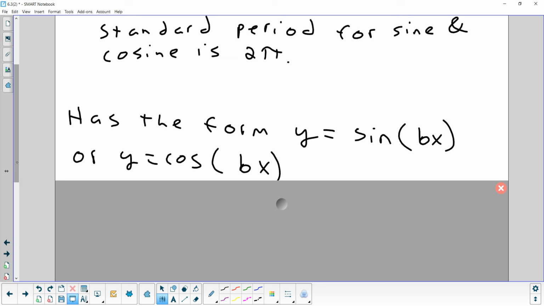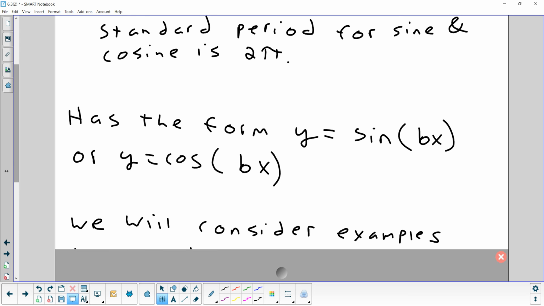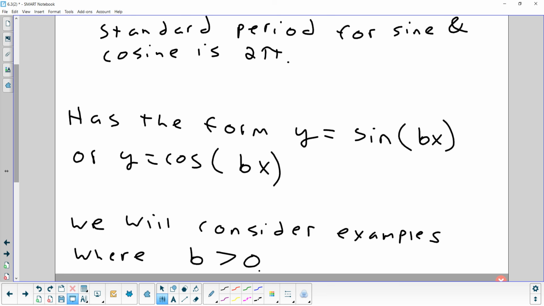So period changes have the form of sine bx or cosine bx. If b is greater than 1, it will cause a compression. If b is between 0 and 1, it will cause a stretch. We're going to focus on examples specifically where b is greater than 0. We know what would happen if b was less than 0. It's a reflection. We're not going to look at that right now.